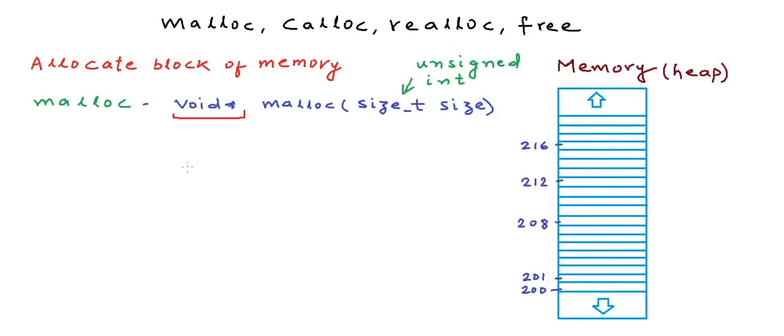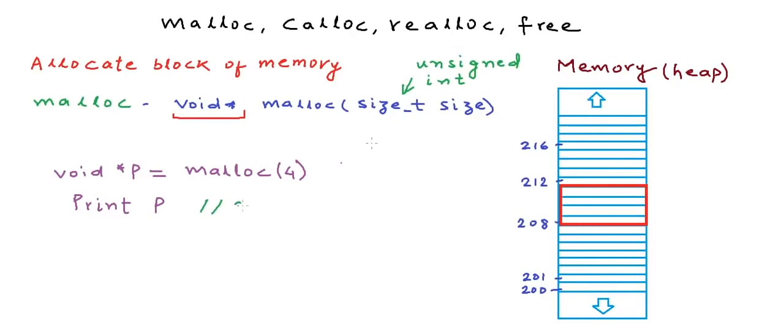Let's say in our code we make a call to malloc something like this, that hey, give me a block of memory that is 4 bytes. Let's say we store the address returned by malloc in a void pointer variable. Now let's assume that this rectangular block that we are showing here in red is what gets allocated against this call to malloc. These are 4 bytes. The starting address is 208. So what will be the address in P? If we want to print the address in P, then what will be the output? The output will be 208.